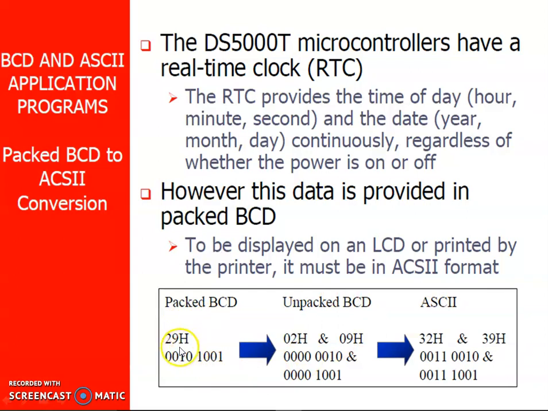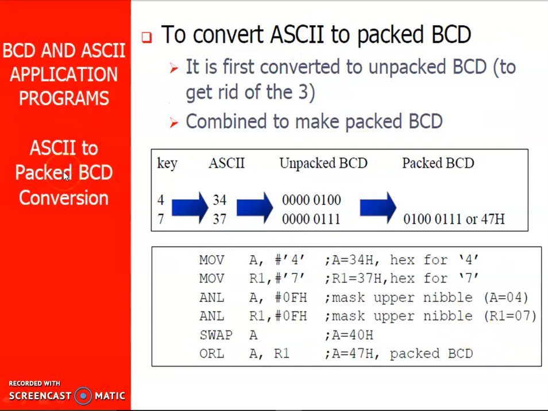The packed BCD value is first converted into unpacked BCD and then it is converted into ASCII. So 29H will be converted to unpacked BCD, it becomes 2 and 9 and then it is converted to ASCII. The equivalent of 2 in ASCII is 32, the equivalent of 9 in ASCII is 39. To convert ASCII into packed BCD, the reverse process. It is first converted into unpacked BCD to get rid of the 3 and then combined to make packed BCD. So this is the process.